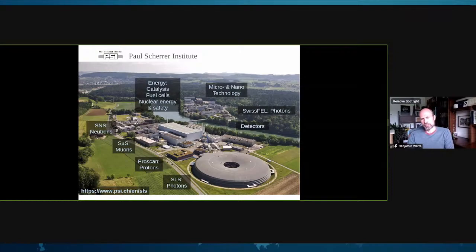And it's a research institute with quite a large variety of large-scale facilities for material science. So we have neutrons, muons, protons, and photons that we can throw at your sample. So pretty much anything you want to learn, one of these types of probes is going to tell you something about it. I'm going to be focusing on X-ray photons, specifically soft X-rays, which are very useful for understanding organic materials.